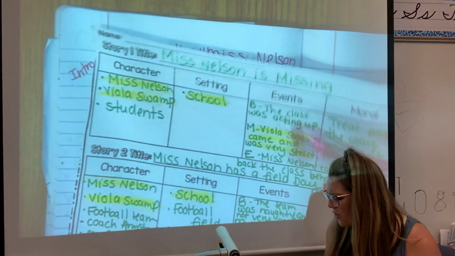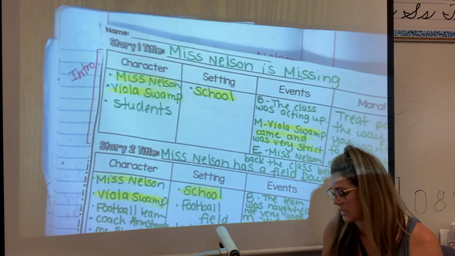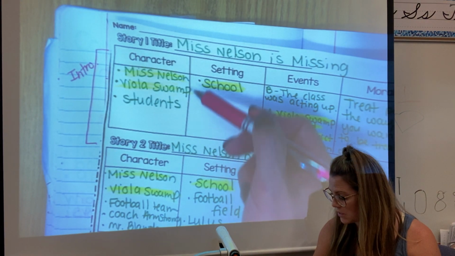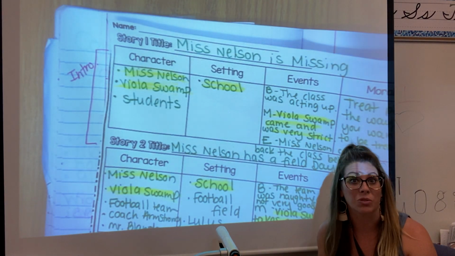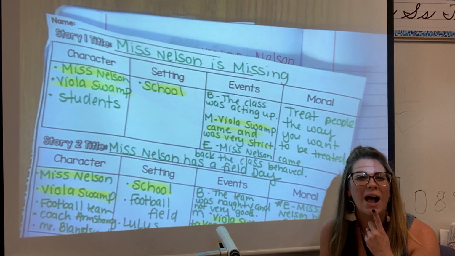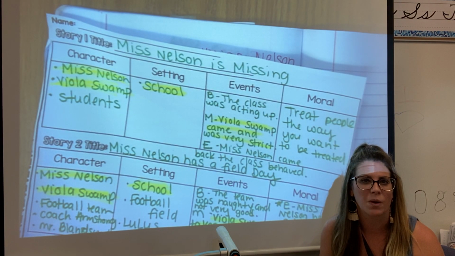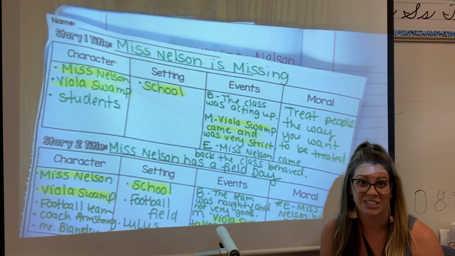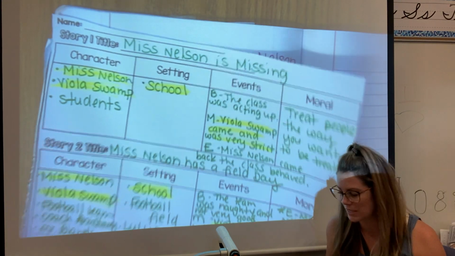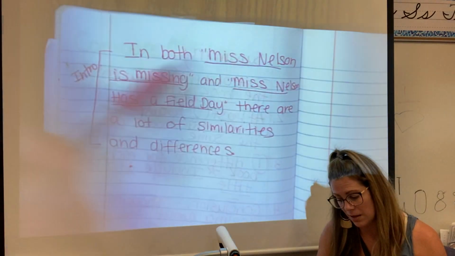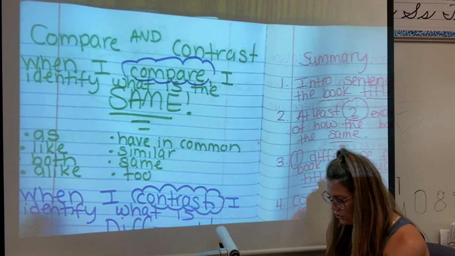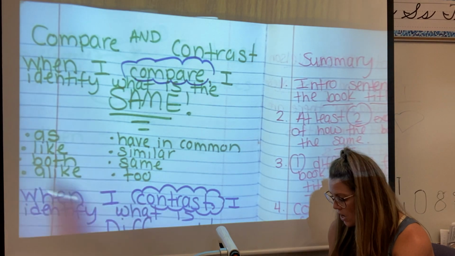And don't just say, oh, the characters in the setting. Be specific. Oh, how about they both had Miss Nelson, who was sweet in both of them, right? And then who else? Viola Swamp. And how could we describe her? In both stories, she's what? Strict, scary, horrifying. Any of those would be amazing. Could that be our first similarity? Okay, so again, make sure you're looking at your compare and contrast words.